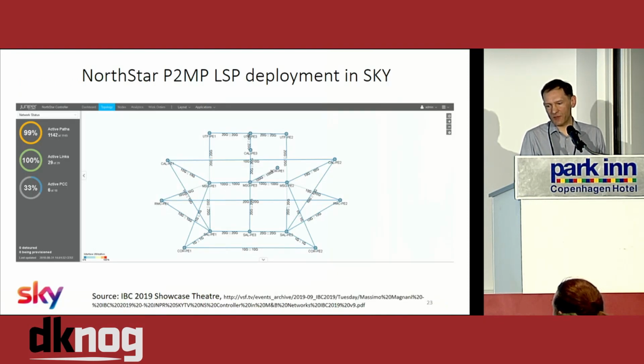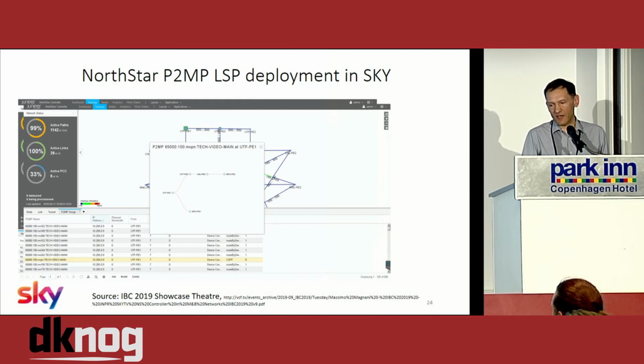Now, I mentioned this is used in the broadcast TV industry. A good use case is Sky. They've deployed our NorthStar WAN controller for exactly this purpose. And this is a screenshot of their network. It's acquired via BGP-LS. You can see a mixture of different sizes of links, 100 gigs in the core, n times 10 gigs towards the edge of the network. And that's a real-time topology view acquired from BGP-LS.